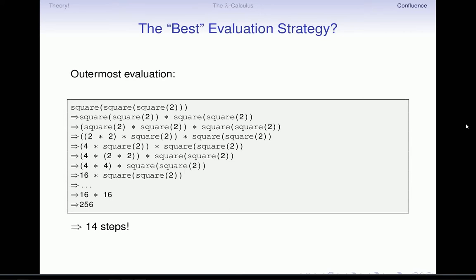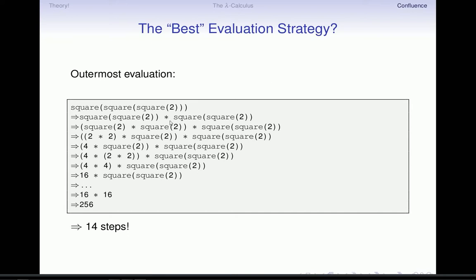We have just seen a simple example of evaluating a term in the innermost leftmost strategy. Let's look at the same term again in outermost evaluation. So we always evaluate the outermost term. In this case, this is this square here. We evaluate this square and get square 2 times square 2.